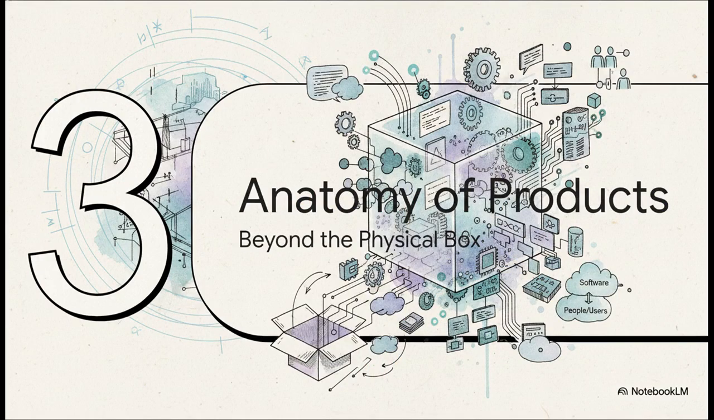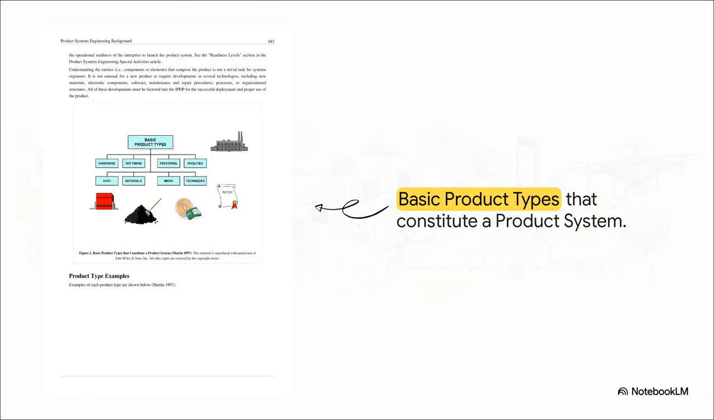All right, Section 3, the anatomy of products, going way beyond just the physical box. Let's actually get into the building blocks here. Because understanding what composes a product, well, it's not a trivial task for a systems engineer. It goes so far beyond just a physical item you grab off a store shelf. Take a really close look at this breakdown. Notice how we've isolated the core elements required for a system. It's actually not unusual for a product to require simultaneous development across all these totally diverse domains.